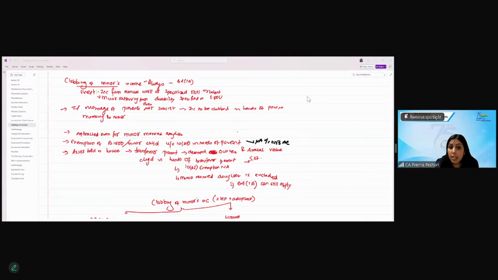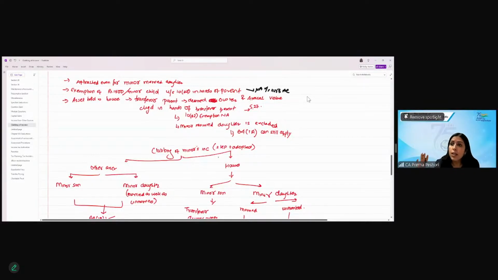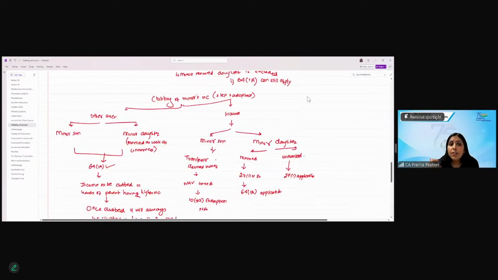Now, your minor includes a stepchild and the adopted child also. Now, let's say, for example, if the asset transferred is house property to the minor child, then which section I told you is applicable? Section 27. House property. Same as in the case of spouse. But here what they say is that if the asset is transferred to a minor child, not being a minor married daughter, if it is a minor married daughter, then 27(1) is not applicable. What will be applicable is 64(1), which is basically the clubbing of income.